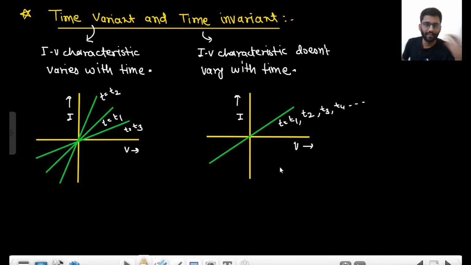I can't really write down an example that a resistor will always behave as time invariant. Sometimes it can behave as time variant, sometimes as time invariant. So we can't really give a certain example.